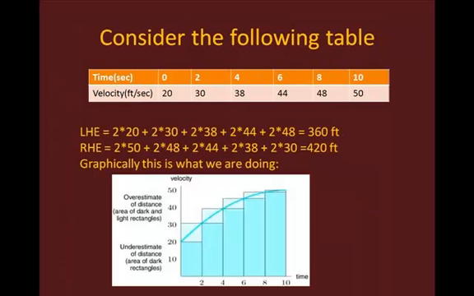Consider the following table, where we're going to count by 2's, 2, 4, 6, 8, 10, every 2 seconds. And we have velocities measured here. If we were to do a left-hand estimate, you would get 360 feet, and a right-hand estimate would give you 420 feet. What I want to show you is what this is doing graphically.